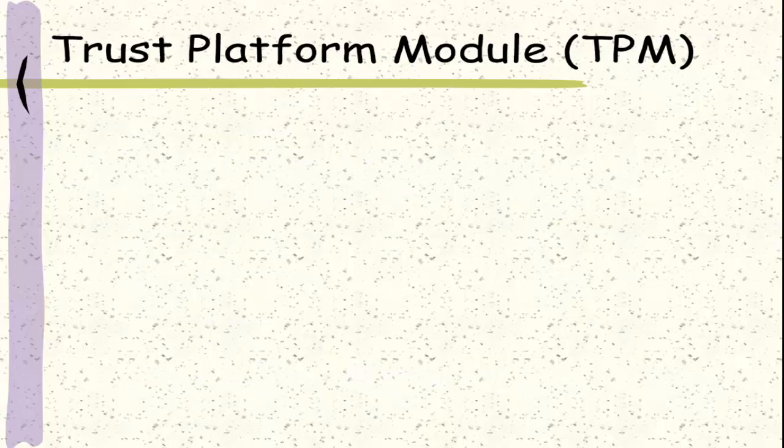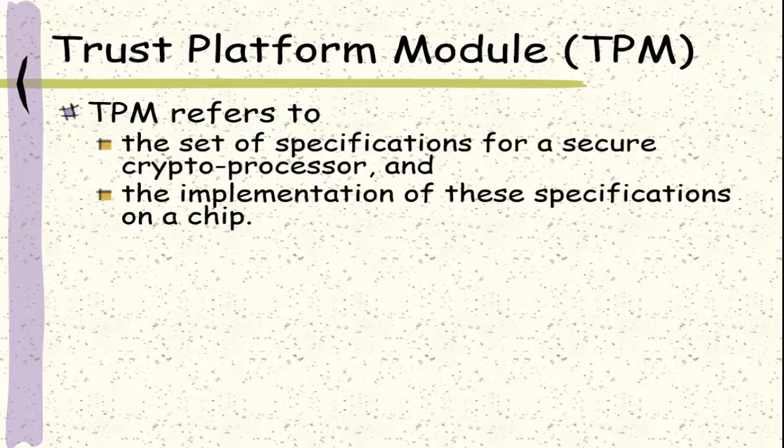Trusted Platform Module, or TPM in short, refers to both the set of specifications for a secure crypto processor and the implementation of these specifications on a chip. We will focus our discussion on the TPM chips. The specifications can be found in the web page of the Trusted Computing Group.